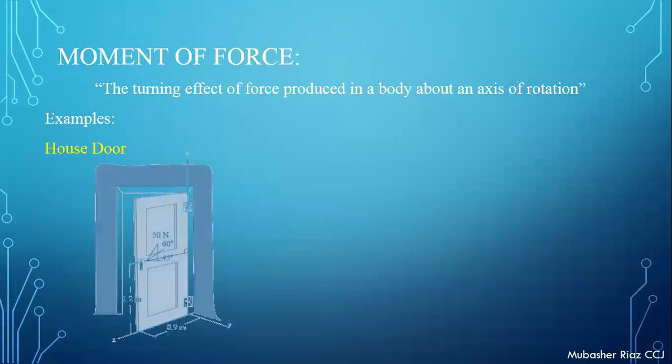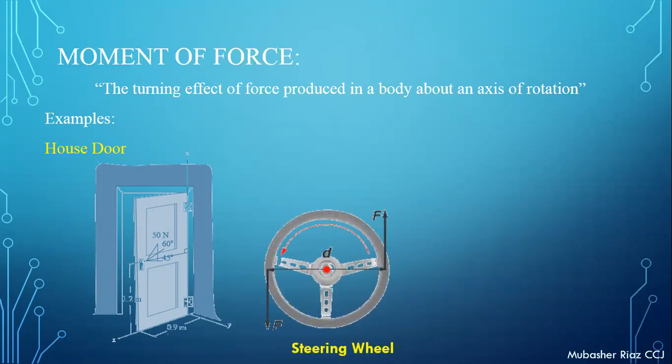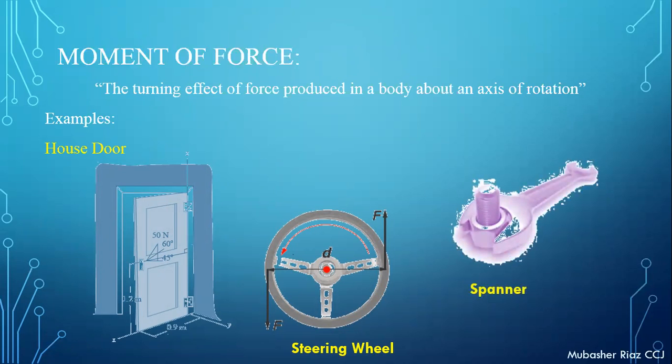For example, in case of a house door, when we apply force at its one end, it tends to rotate about its own axis of rotation. You can note a turning effect in this. So this is called the moment of force. Similarly, in case of a steering wheel, when we apply force on the steering wheel, it tends to rotate. And the similar effect can also be observed in case of a spanner while tightening or loosening a nut. So with the help of these examples, we can describe this moment of force.